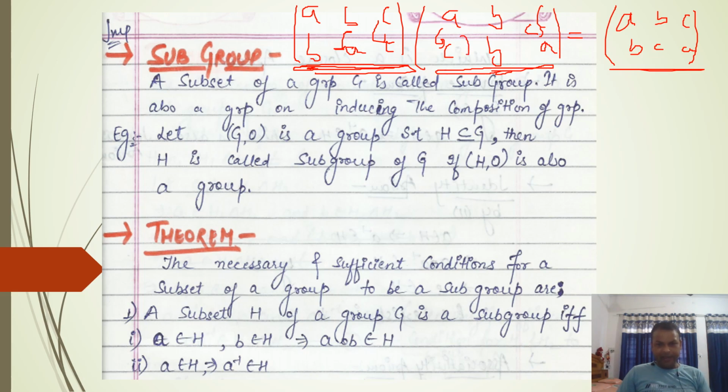It means A is related with C and C is related with C. So the result will be A is related with C. Again B is related with B and B is related with A. So the result will be B is related with A. And again C is related with A and A is related with B. So C will be related with B.